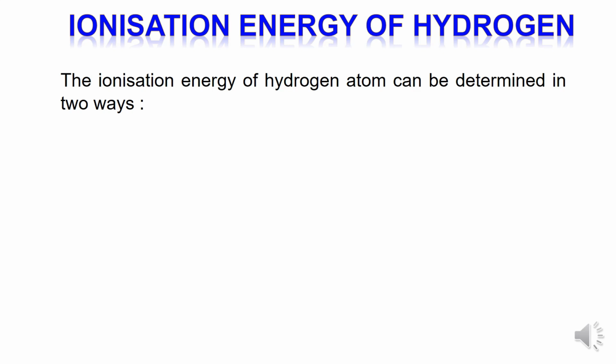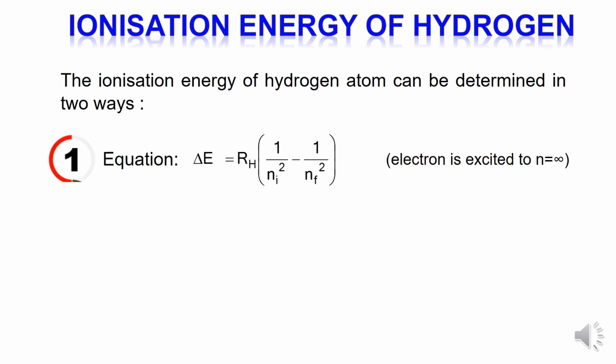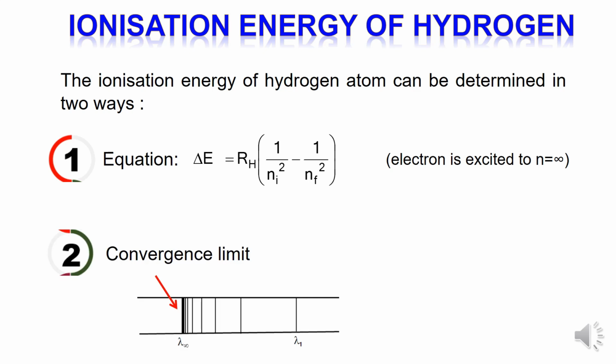The ionization energy of hydrogen atom can be determined in two ways. One, by the equation delta E equals RH times 1 over Ni squared minus 1 over Nf squared. In this case, the electron is excited to n equals infinity. We can also determine the ionization energy of hydrogen atom from the convergence limit.